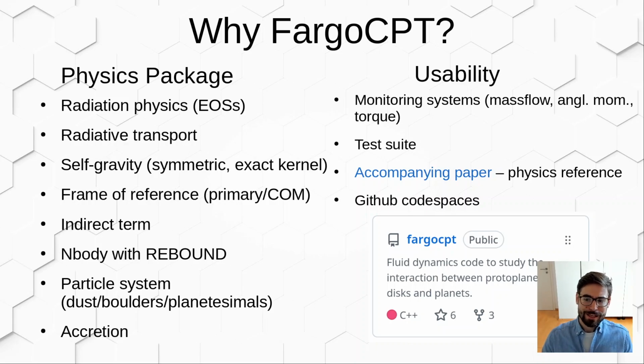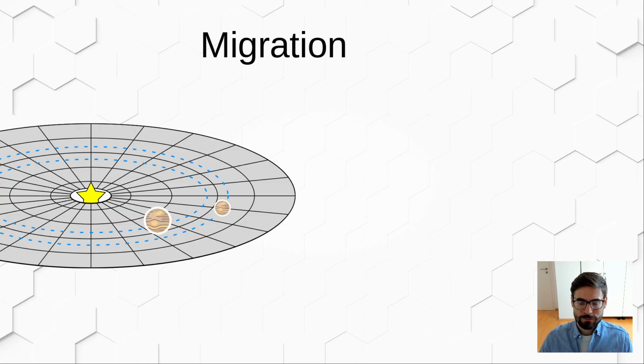All right, so now let's have a look at what the code actually does, get a little feeling for it. We look at the following scenario. We look at a migration scenario where we have a star in the center, a disk around it, and two embedded planets. These planets are quite heavy. So the inner planet is 9 Jupiter masses, the outer planet is 3 Jupiter masses. They carve a gap into the disk.